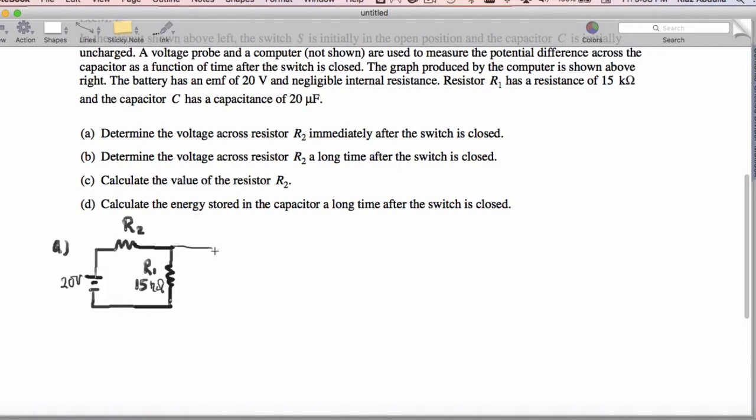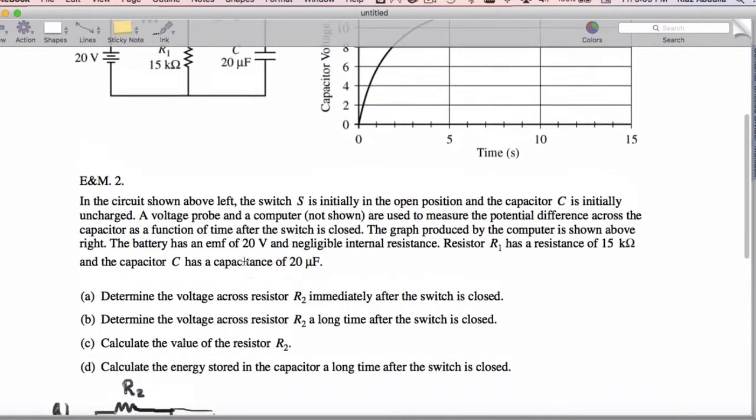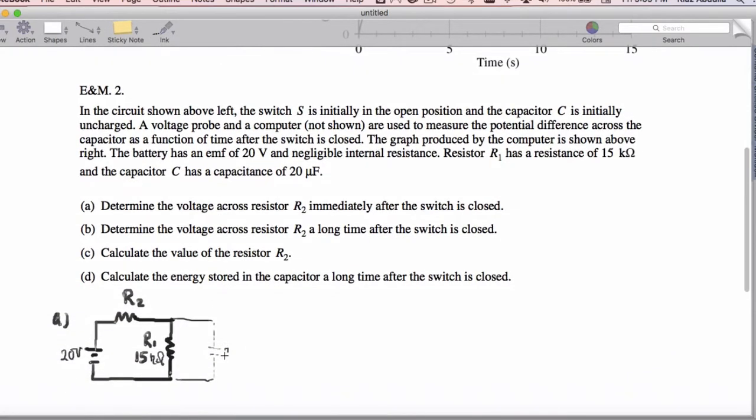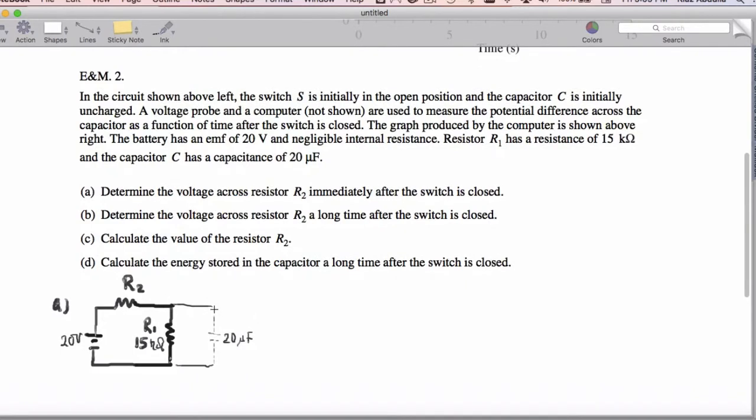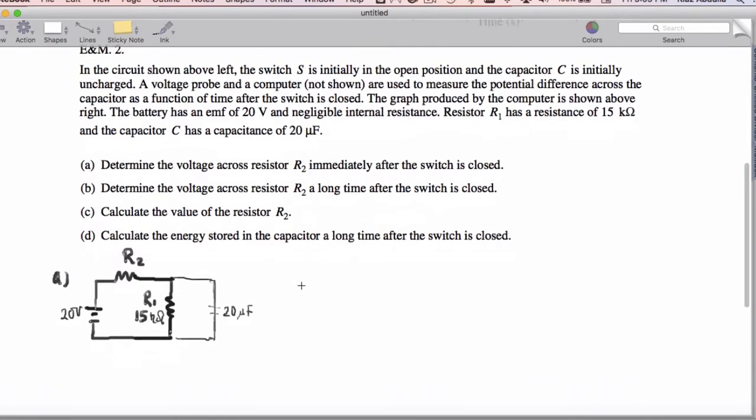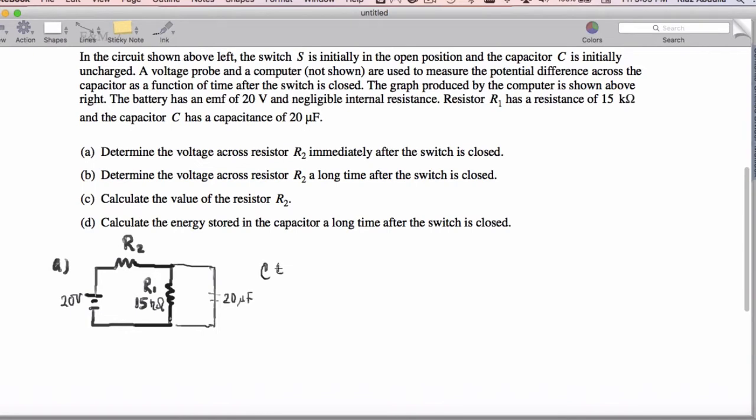Then at the end here, I'm going to draw in as a dotted line the capacitor. The reason I draw it in as a dotted line, and it is a 20 microfarad capacitor, but more importantly, at time equals 0, this capacitor is going to behave just like a wire. So here's what that means for us, at t equals 0.